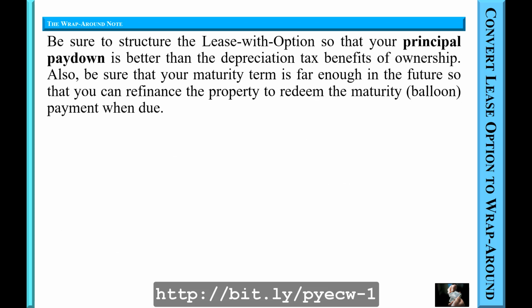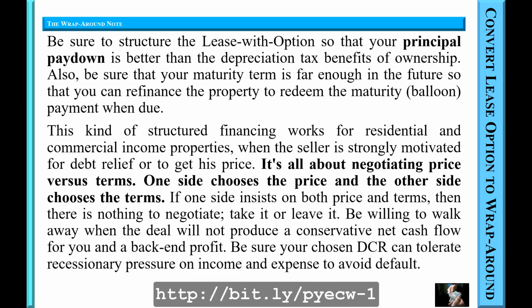Be sure to structure the lease with options so that your principal paydown is better than the depreciation tax benefits of ownership. Also, be sure that your maturity term is far enough in the future so that you can refinance the property to redeem the maturity, that is the balloon payment, when due.